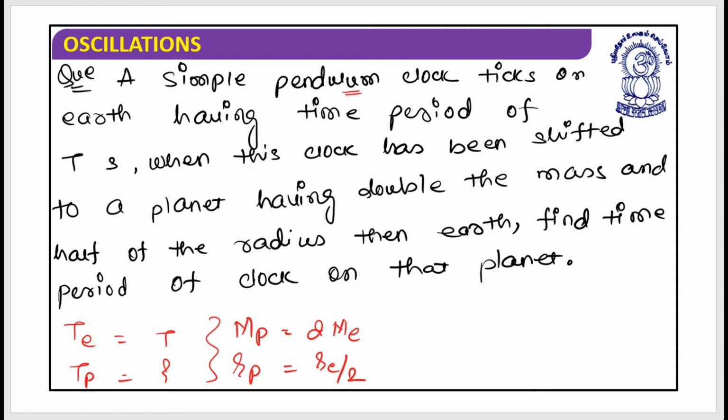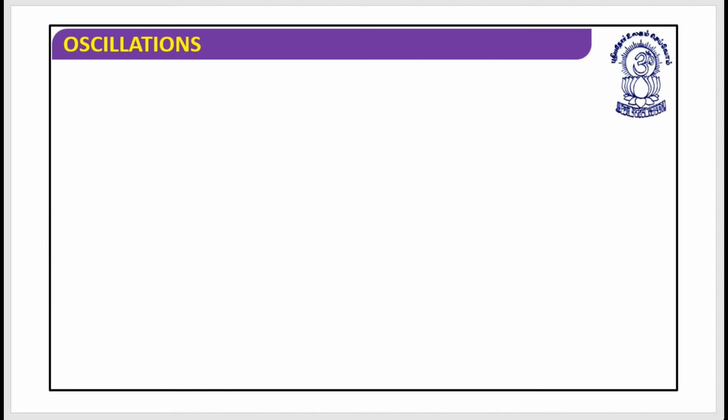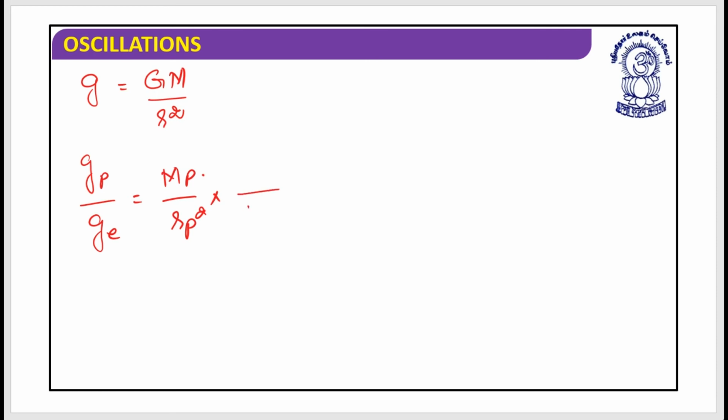So let's just find out the g on that planet with respect to g, and then we can take a ratio and get it done very easily. So let's first work for the variation in g. We know that g is equal to GM divided by R square. So if I take a ratio, it's gp is to ge. This capital G has gone, and this is equal to Mp divided by Rp square multiplied by Me divided by Re square. So this is just Mp by Me multiplied by Re by Rp whole square.